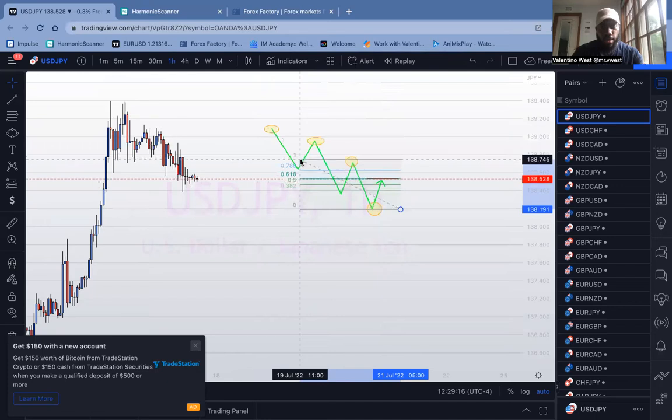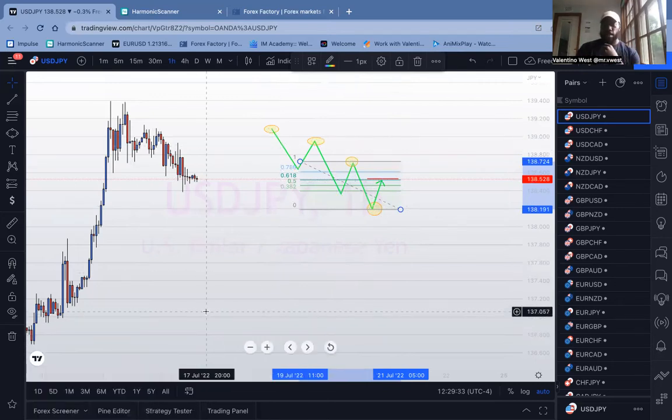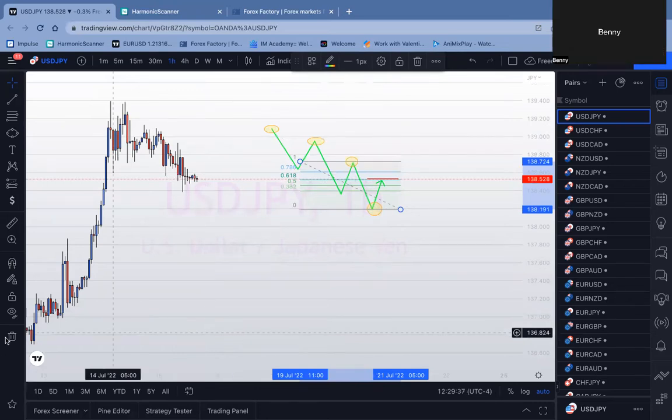And then here, we see it came to the 618, right at that line. So we have multiple confirmations from multiple areas that this is a good location to be entering at. Does the concept make sense? Yeah, it makes sense. Okay.